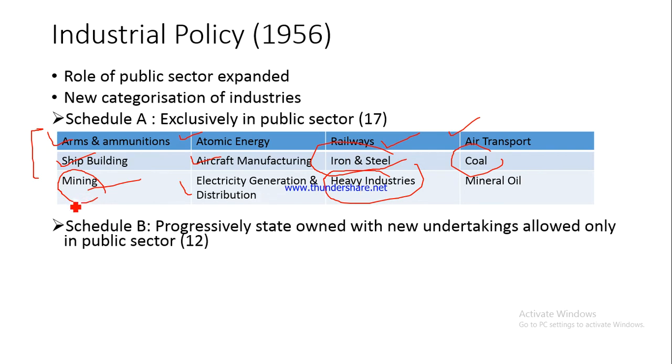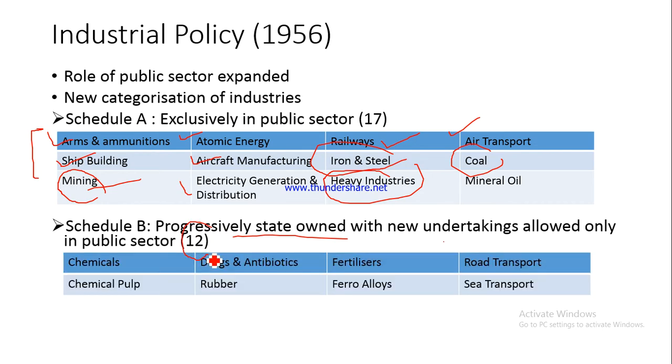Then there was Schedule B, the second category, which was to be progressively state-owned, with new undertakings only allowed in public sector. There were 12 industries in Schedule B, and they were to be slowly moved from private sector to the public sector, which meant that no private sector enterprises were allowed to enter these sectors after 1956, and the existing units were also gradually converted into public sector undertakings. Fine. So this was basically Schedule B, and it had basically 12 different sectors.